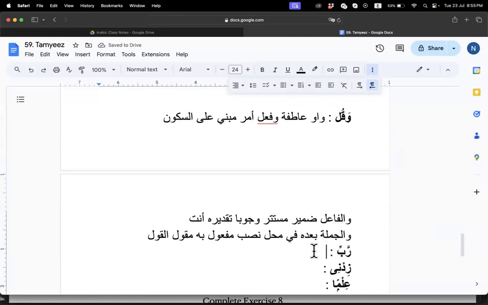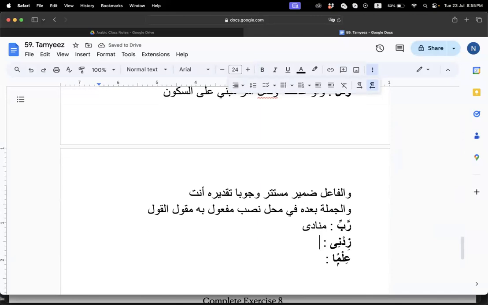Rabbi, we don't do this first. This is munada. We haven't studied this. Zidni. Zidni will be again fi'l amr. But this is a dua, right? So the better way to say is fi'l dua, in the form of an amr. Okay, it's a dua in the form of an amr. Correct. And so, of course, also mabni ala sukun.